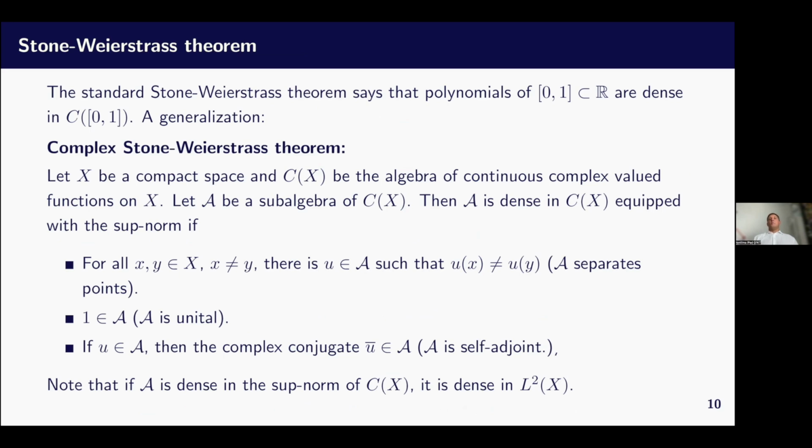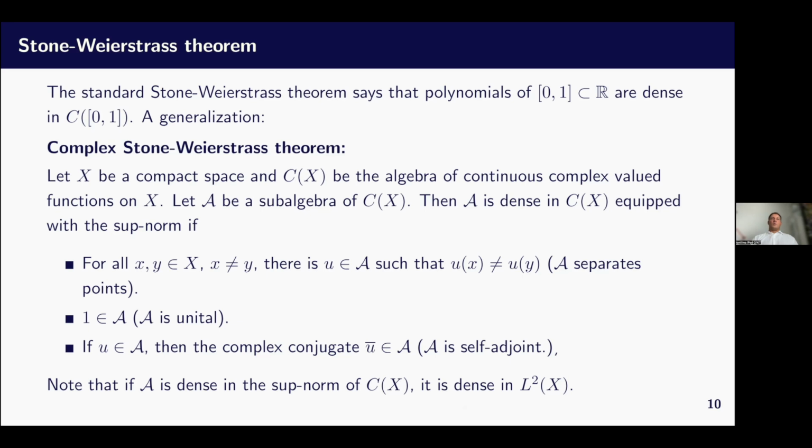So let X be a compact space and C(X) the algebra of continuous complex-valued functions over X. Let then A be a subalgebra of this C(X). Then the theorem says that A is dense in C(X), which is equipped with the supremum norm, if the following conditions hold. For all x and y, x not equal to y, there must be u in A such that u at x takes a different value than u at y. In this case, it's called that A separates points.